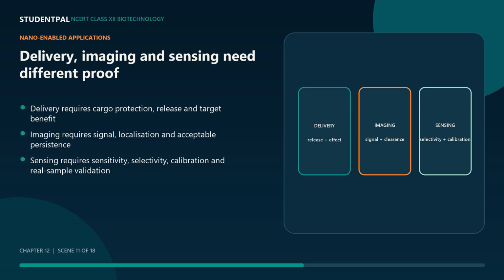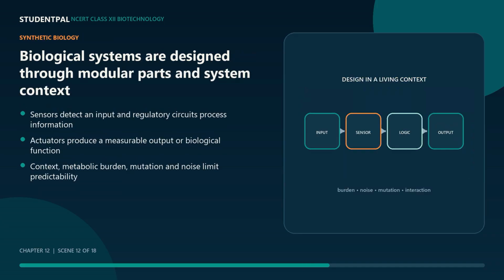Manufacturing must also control batch-to-batch size and surface properties because these can change both performance and risk. Synthetic biology applies engineering ideas such as modular design, standardized components and modeling to construct or redesign biological systems. A simple biosensor circuit contains a sensor that responds to an input, a regulatory layer that processes the signal, and an actuator or reporter that produces an output. Parts cannot be judged in isolation.